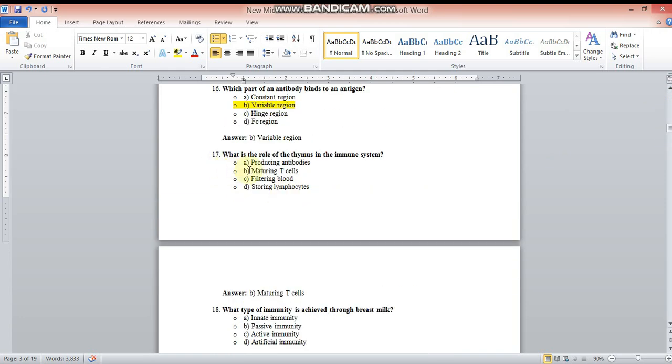The next MCQ is, what is the role of the thymus in the immune system? A. Producing antibodies, B. Maturing T cells, C. Filtering blood, and D. Storing lymphocytes. So the correct option is B.